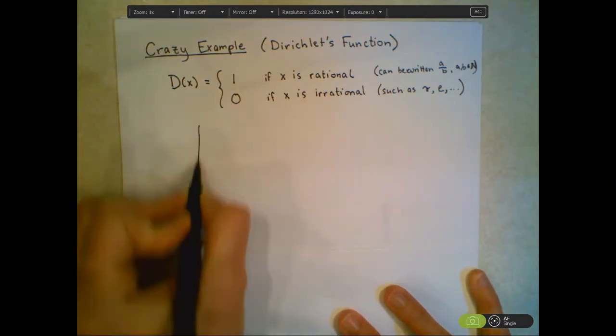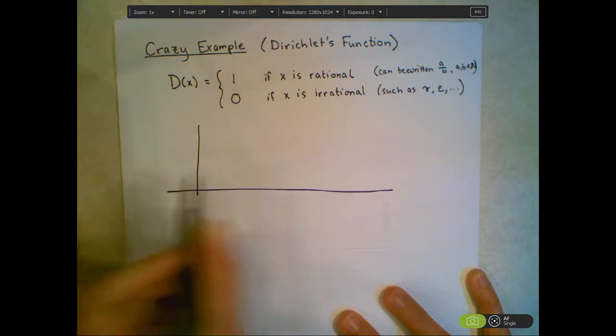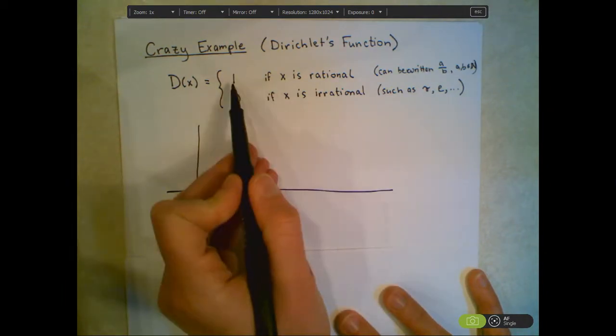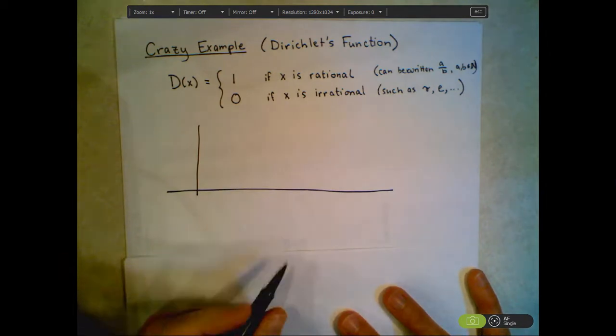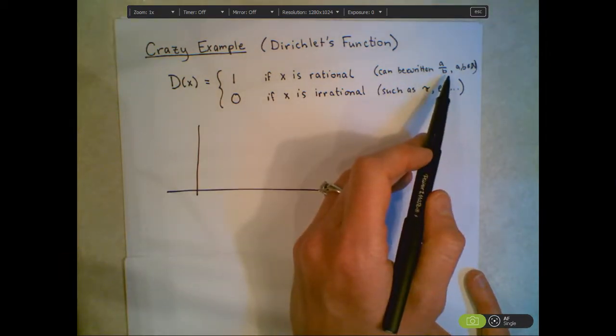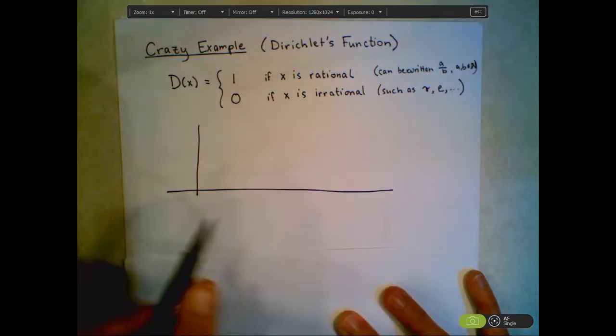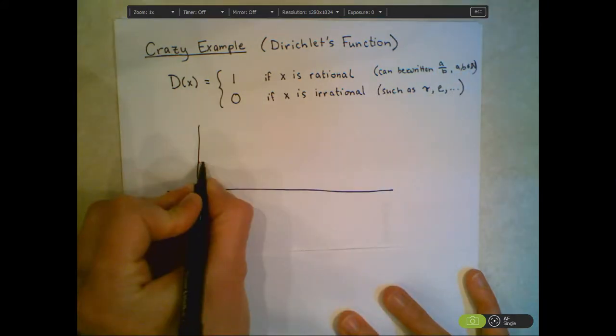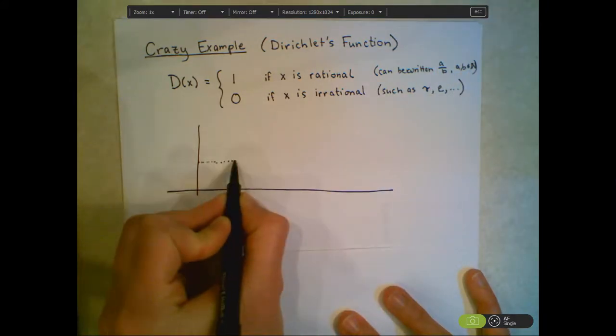So if I were to draw a picture of this function, we see that the function is equal to 1 if x is a rational number. Rational numbers are things like a over b, where a and b are natural numbers. They're things that can be written as fractions. And there are a lot of numbers like that. I'm sure that you can name a whole bunch of them.